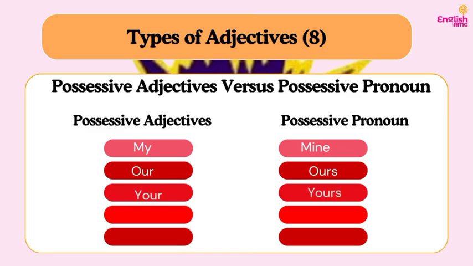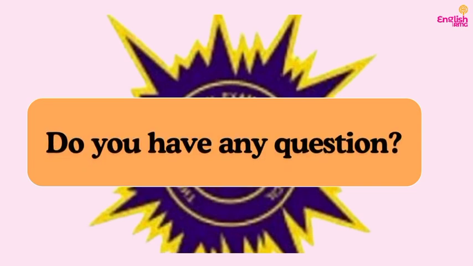So another example, yours. This is your book, or this book is yours. Theirs. Their bag, or this bag is theirs. Do you understand? And for the last set of words, for example, her versus hers. This is her pen, or this pen is hers.